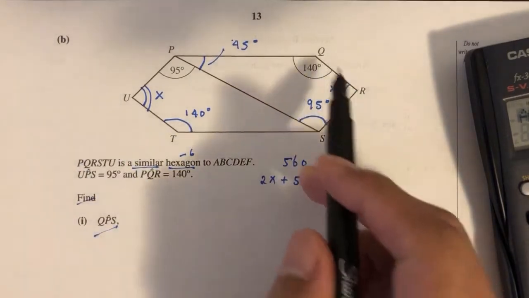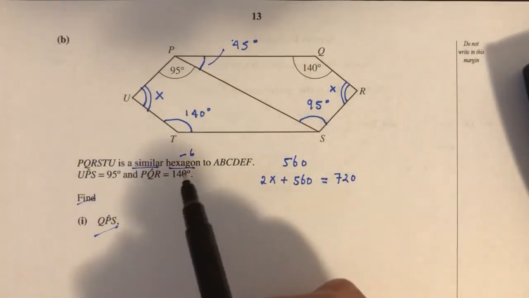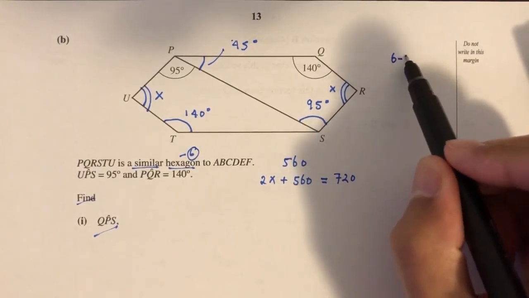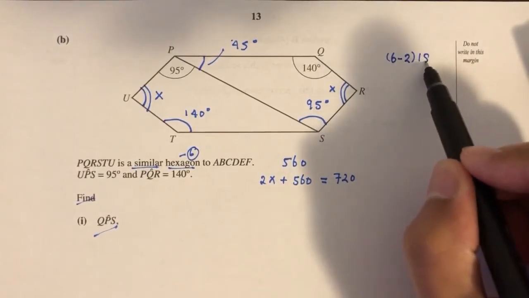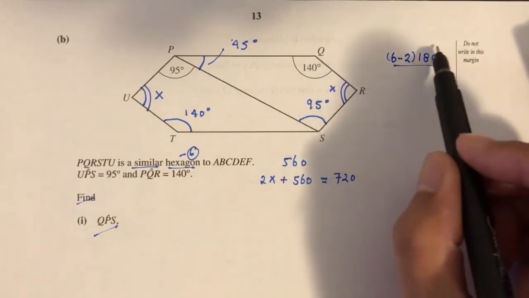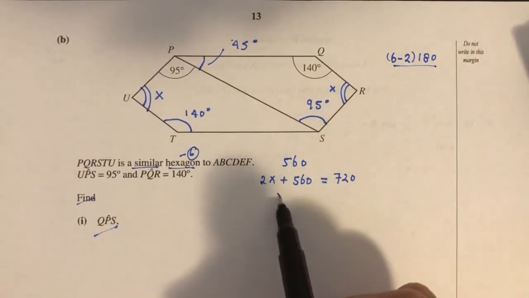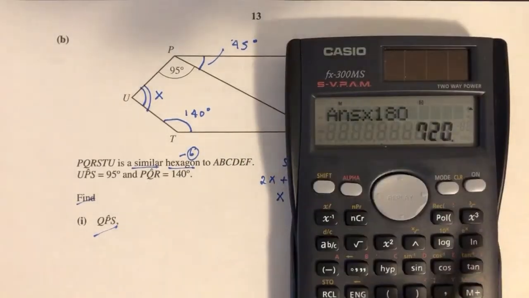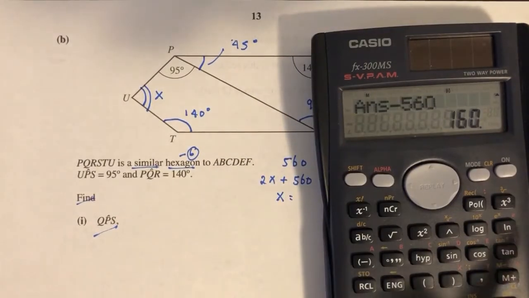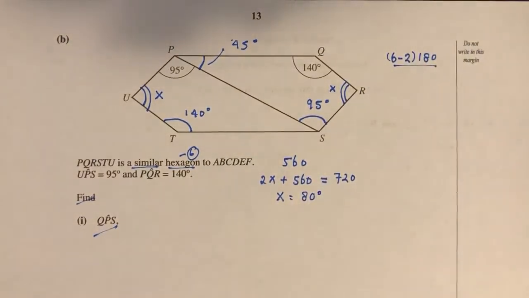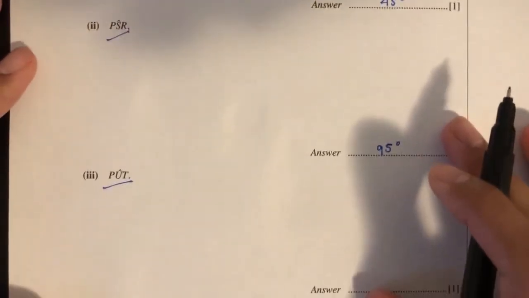So how do you find the sum of all the angles in a hexagon? We know that it has 6 sides. So we use a formula. We say 6 minus 2, times 180. This is how you find the sum of interior angles of a shape. This one you'll have 720, so the value of X will be 720 minus 560, divided by 2. That will be 80. So PUT will be 80 degrees.